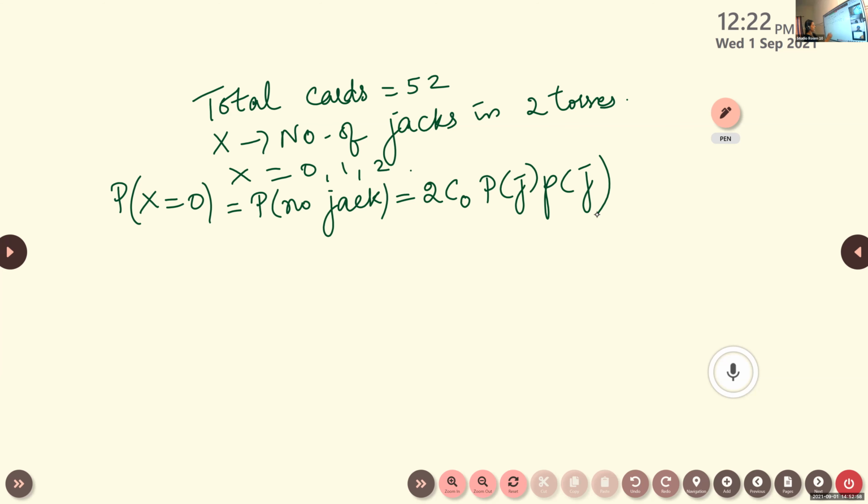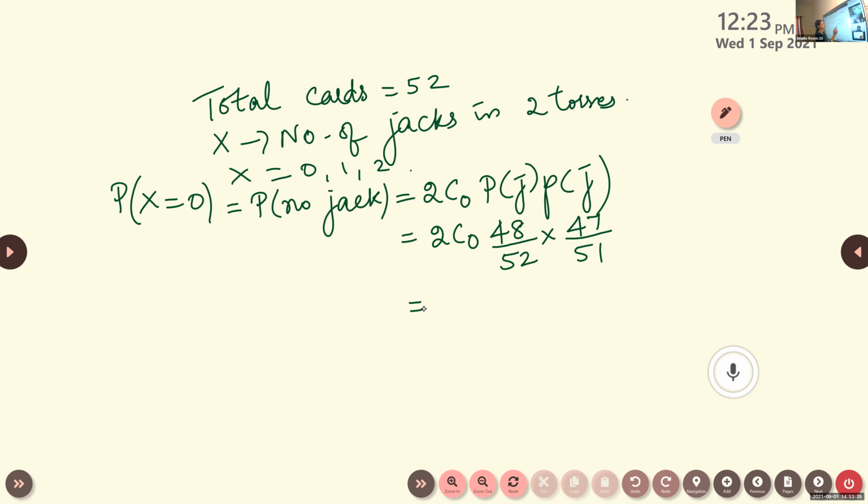Okay, so that is 2C0 into, what is the probability of selecting a first non-jack card? Total cards is 52. How many are non-jack? Is it 48? So it is 48 by 52 into 47 by 51. Both are not jack. So the total number of cards will reduce. Initially, we have 52 cards, now it will become 51. Similarly, 48 cards will become 47.